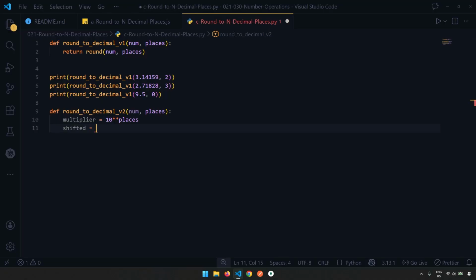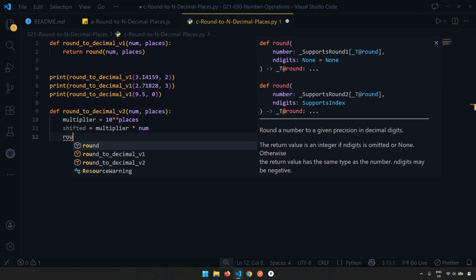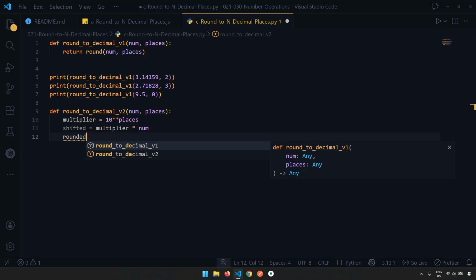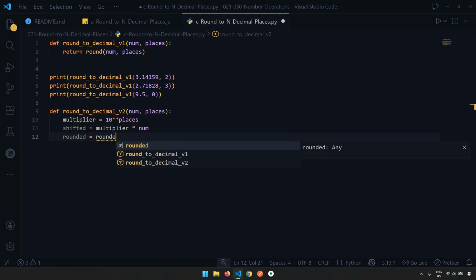Okay, let's move on from this discussion. So we have shifted. For shifted, we know that we select the multiplier, we multiply it by num. This is going to give us the number that we have. So the whole part of this floating point number is going to contain our number and our desired decimal places. But then in order to take a look at if we need to round the last number up or down, we need to round this. So that's going to be rounded. This is going to be equal to round.